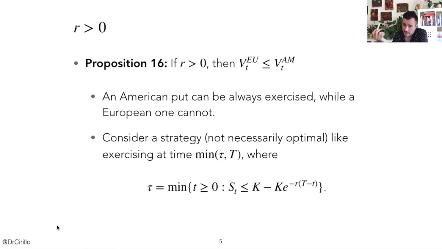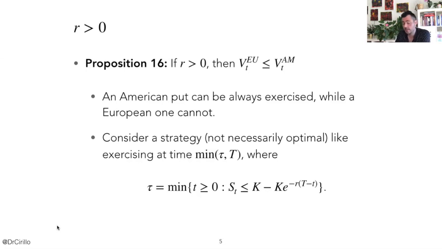We exercise our American put at a time which is the minimum between tau and capital T, where tau is defined as you see on your screen. It's the smallest t such that S_t, the price of the underlying asset at time t, is smaller than or equal to K minus K discounted to time t. This strategy is not necessarily optimal, but it has a rationale that I will try to explain later. For the moment, just assume that this is our strategy.